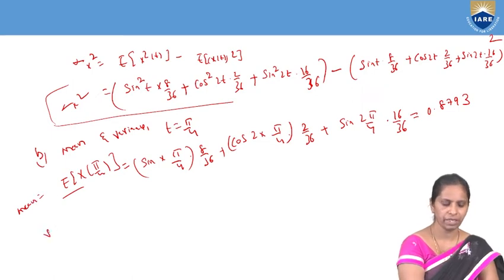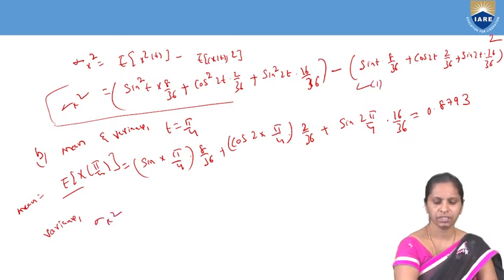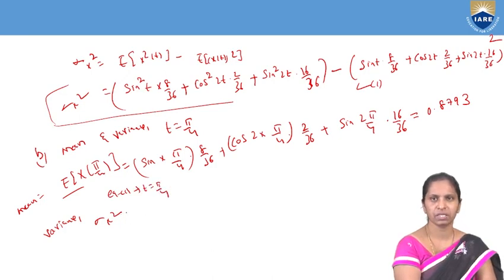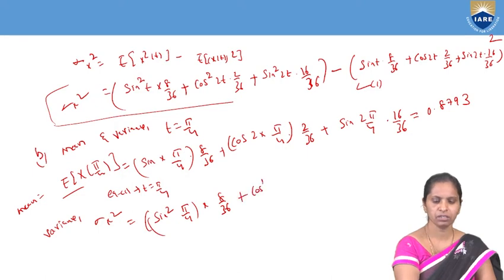And what is the variance? How do you calculate the variance? Sigma x square. So in this equation 1, substitute t equals pi by 4. Then you'll get the variance of the random process at t equals pi by 4. So if I substitute, what do I get here? Sine square t, in place of t pi by 4, into 8 by 36 plus cos square 2 into pi by 4.